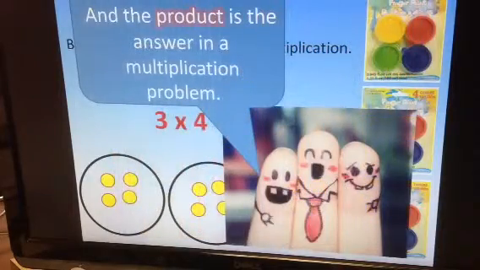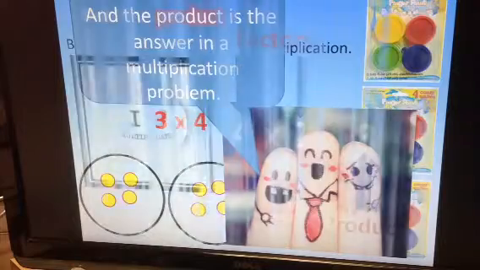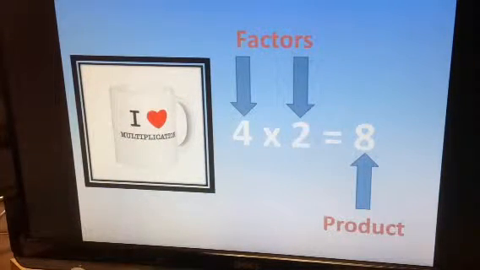And the last vocab for this lesson, the product is the answer in a multiplication problem. In addition, the answer is called the sum. In subtraction, the answer is called the difference. And in multiplication, it's the product. So here's a picture of some of those vocab words. The factors in this problem are 4 and 2. The product in this problem is 8.